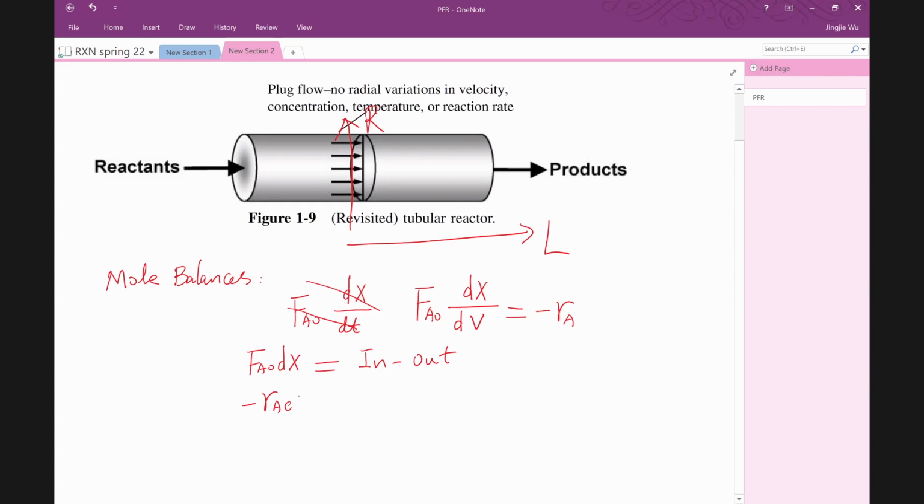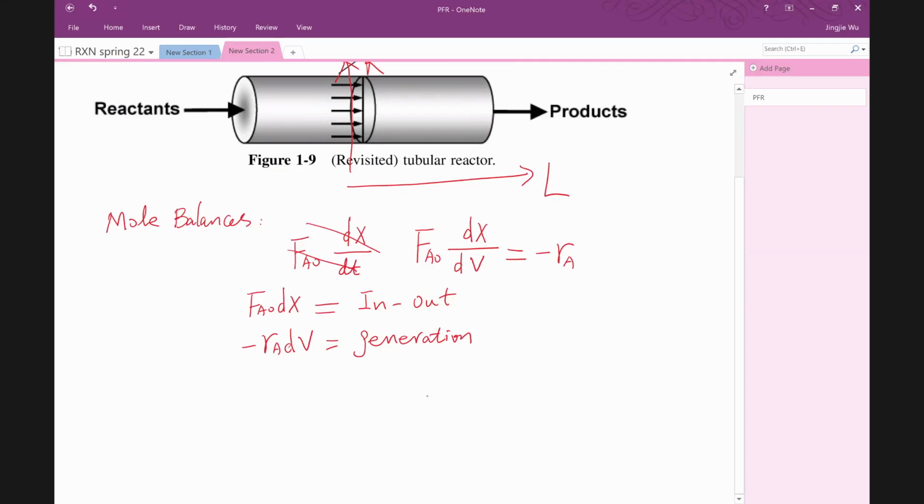And we know it's a steady state. So in minus out equals generation. That's the mole balance.